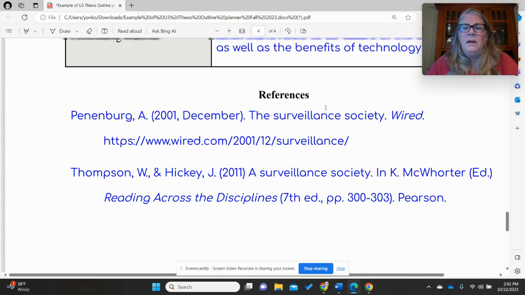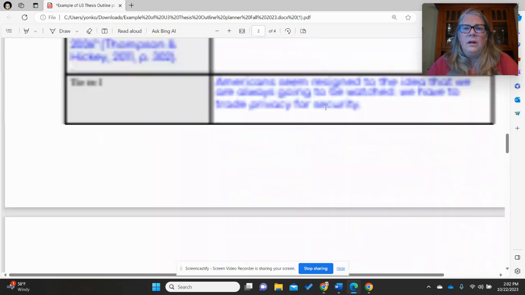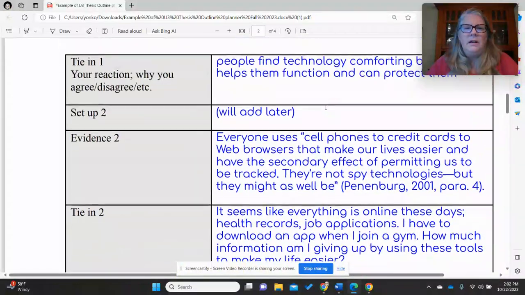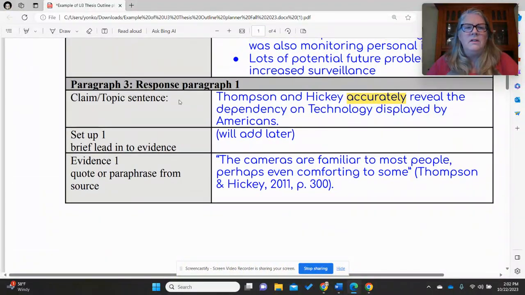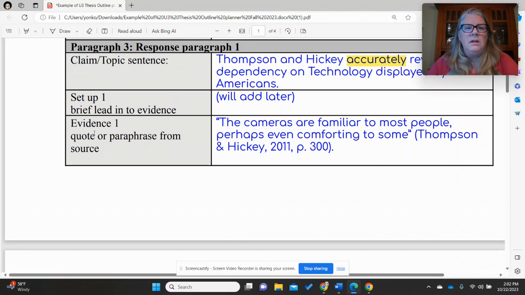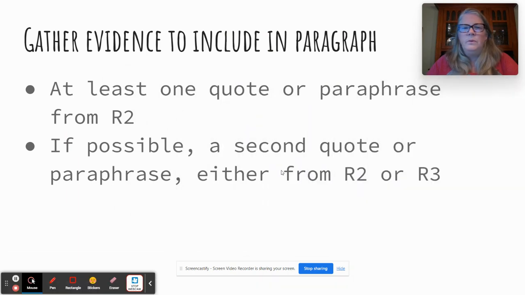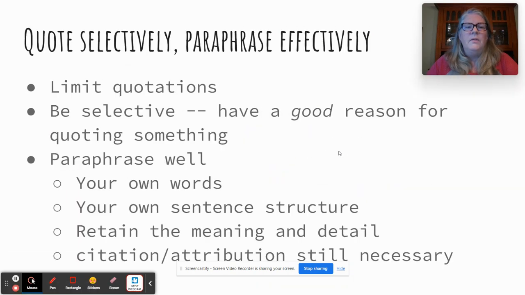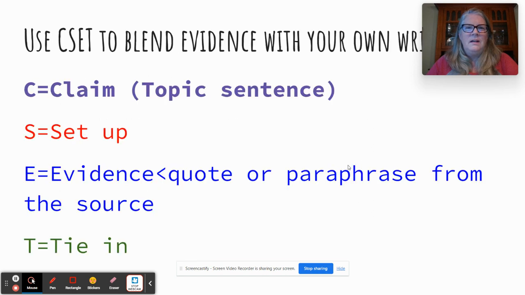All right. Now, the last thing you'll see on the planner here are these little snippets before and after each piece of evidence. So this is going to take us into, okay, there's the quote selectively, paraphrase effectively.